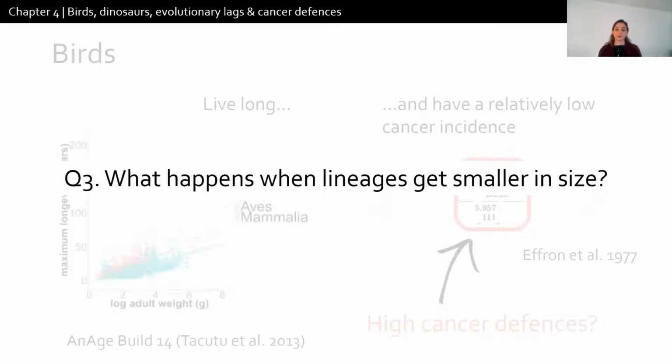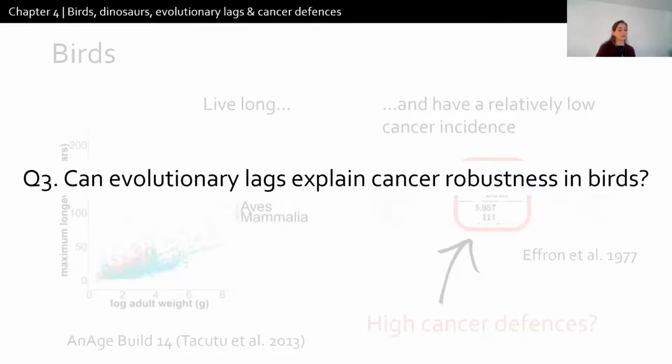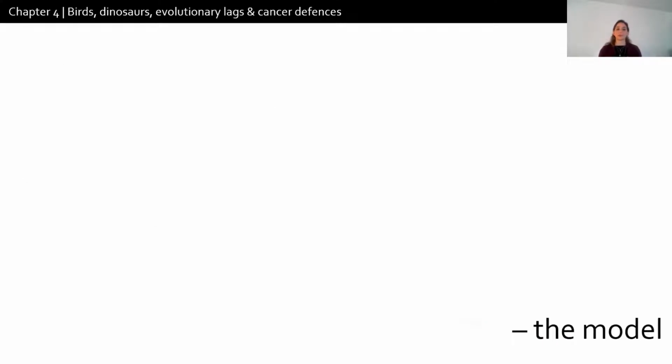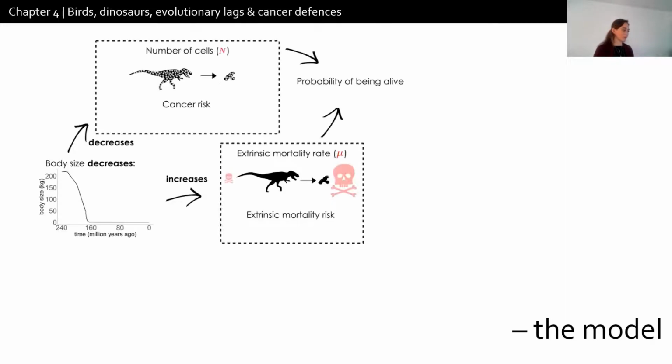So I started this chapter by asking what happens when lineages get smaller in size, but more specifically, the question is, can evolutionary lags explain cancer robustness in birds? So I will introduce the model a little bit more in detail, and I will try to walk you through it step by step. So first of all, body size decreases in time. This is what we assumed.